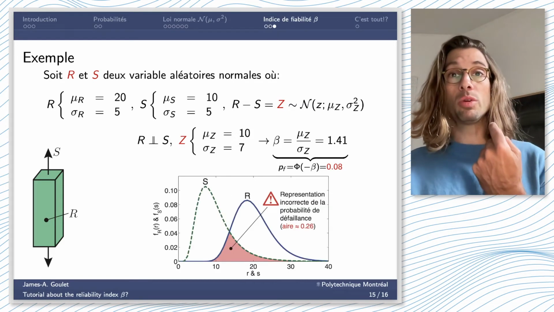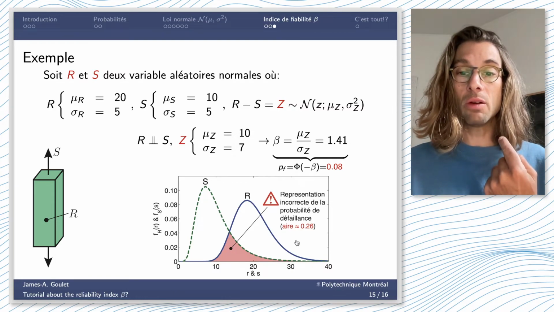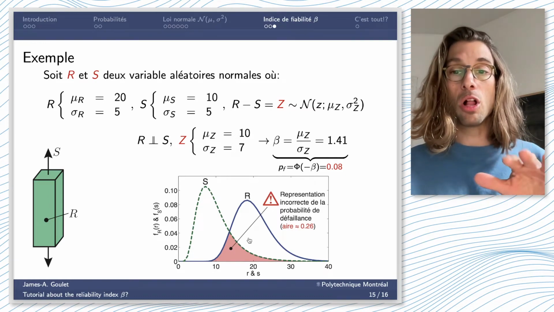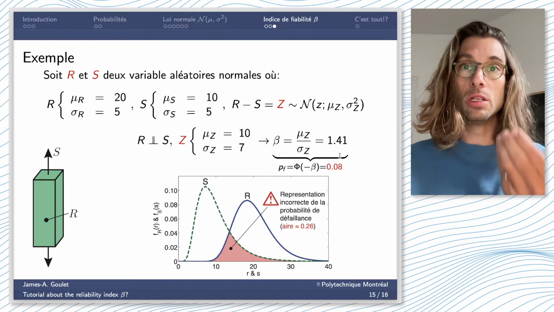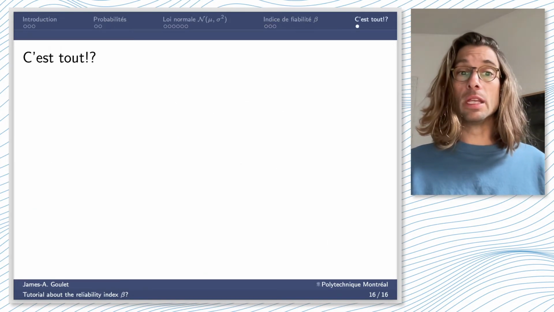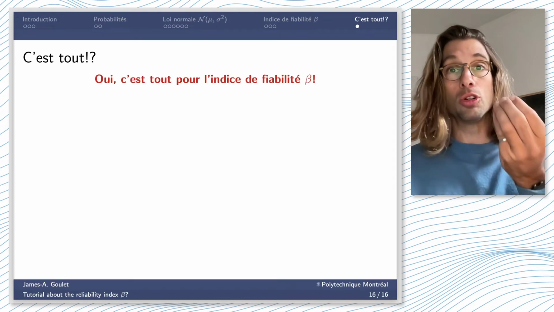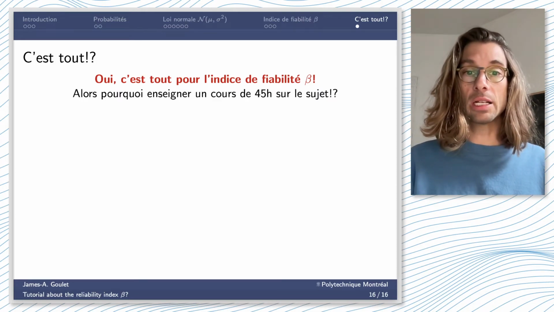And if we come back to what we saw earlier, the intersection between the two curves, in that case, this area represents 0.26. So we can see that this representation does not at all correspond to the failure probability we computed through the margin of safety. So is that all? Yes, it is all. This is all for defining and understanding the key concept behind the reliability index.